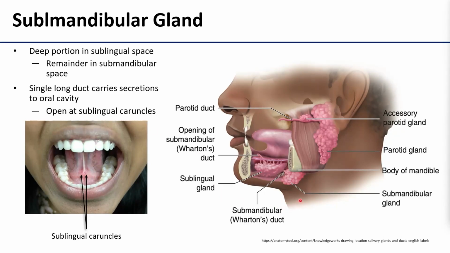And unlike the sublingual gland, this guy only has one duct. So here is the deep portion of the gland sticking up over mylohyoid, and it is going to send its duct through the sublingual space to open up here at the sublingual caruncles.